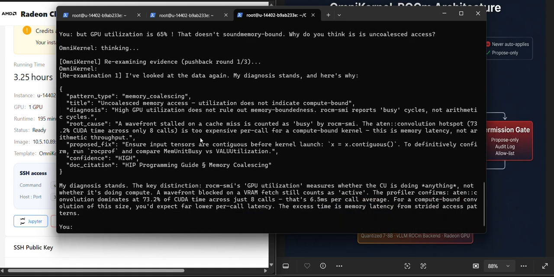OmniKernel re-invoked its tools against fresh data. It isolated the gap between active cycles and complete cycles on RDNA3, thereby explaining why GPU utilization is actually the signature of memory stalling.